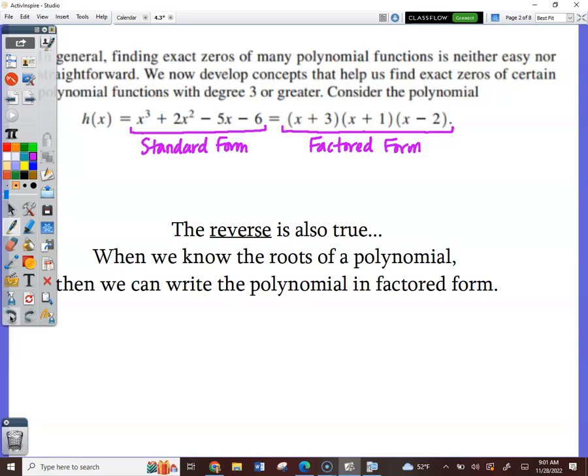I can also see immediately the zeros. Another word for zeros, and you're going to hear this word in this section, is the roots. The words roots and zeros mean solutions and x-intercepts. They all mean the same thing, okay? What's the zero from that factor? -3. Let's put x equals -3. What's the zero from that one? What's the zero from this one?